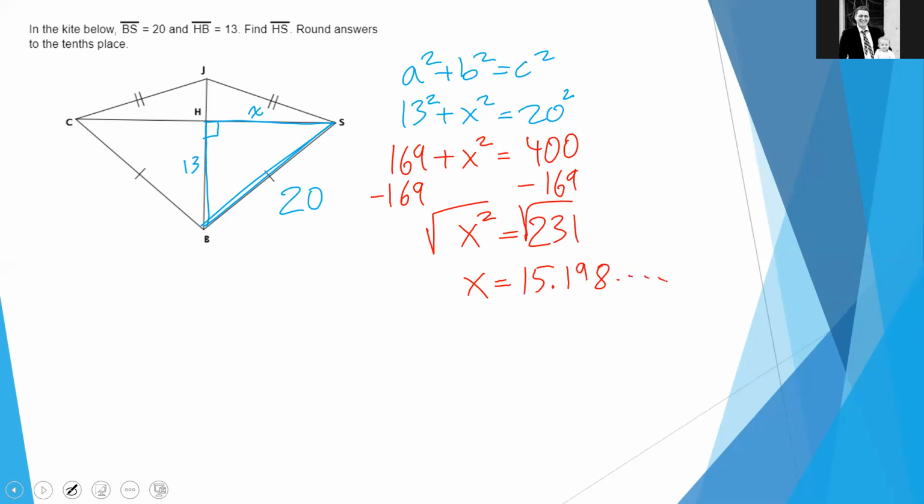It says round to the nearest tenths place, so will the 9 make the 1 round up or stay the same? It'll make it round up. So I'm going to write my final answer as 15.2.